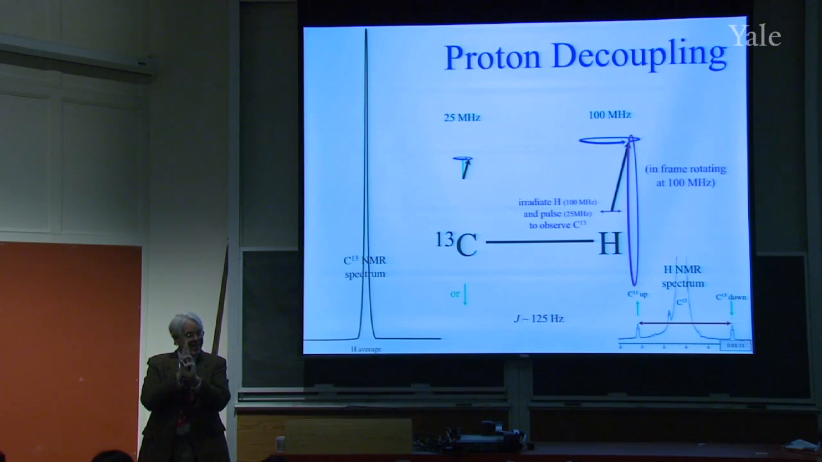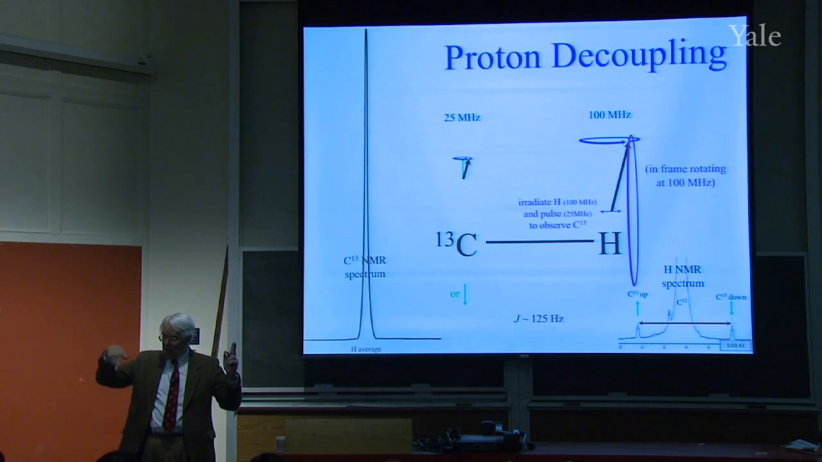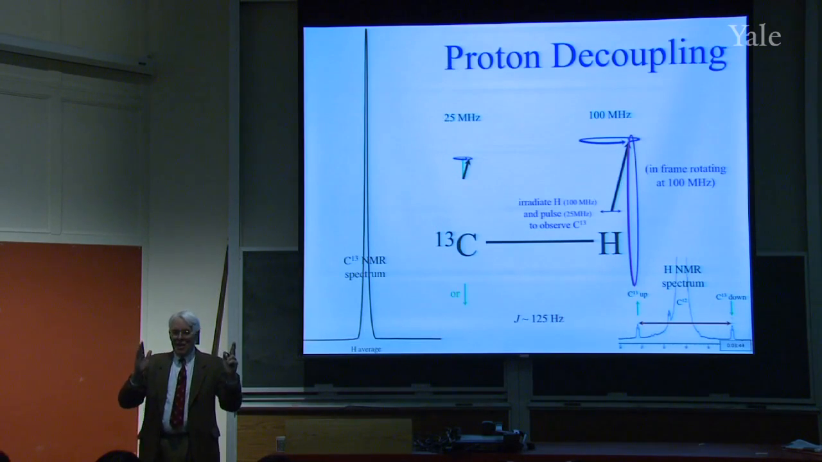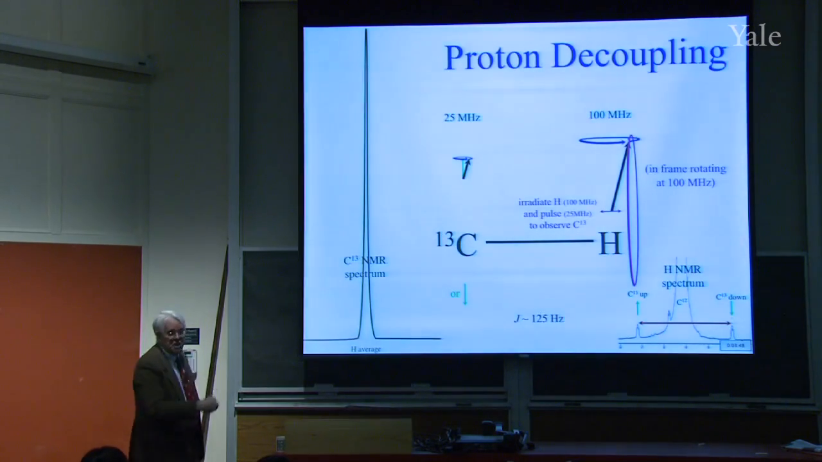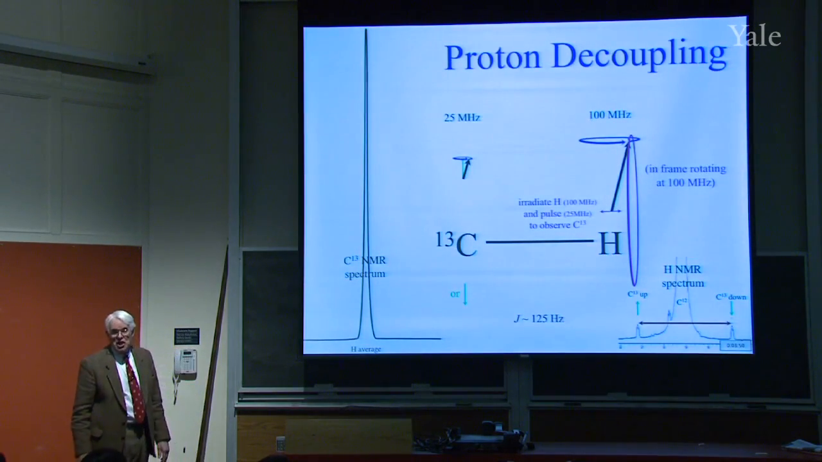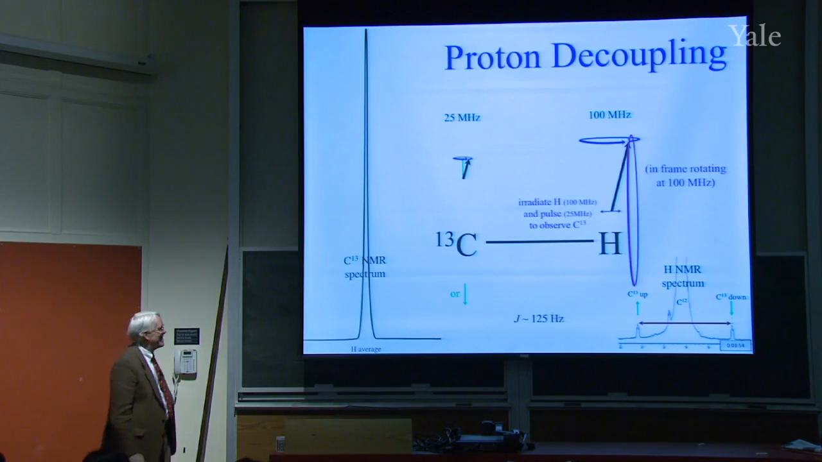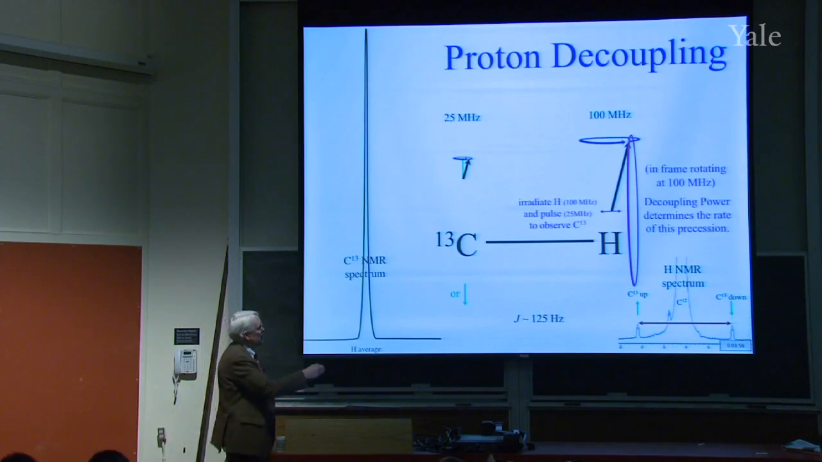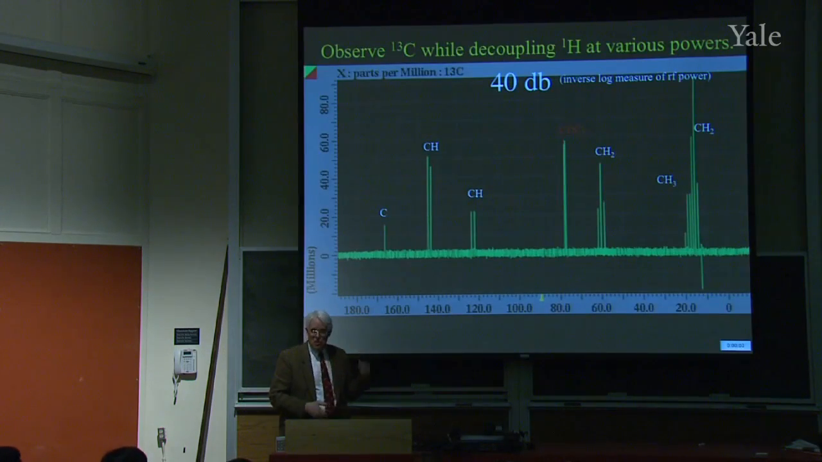How fast? Once you've had time to review the lecture, you'll be able to answer that. About 125 times a second, right? The frequency difference is how fast you have to flip to average, right? So if you put enough power on the hydrogen, you remove the splitting from the C-13 spectrum, which can be handy, as we'll show you next time, okay? So the decoupling power determines the rate of this precession, and this we'll see next time.